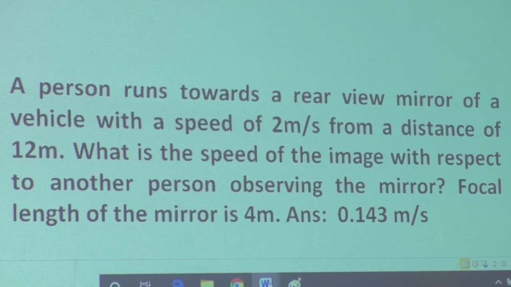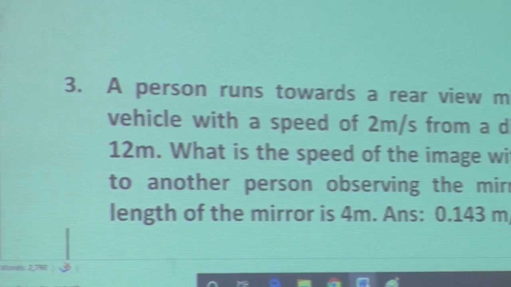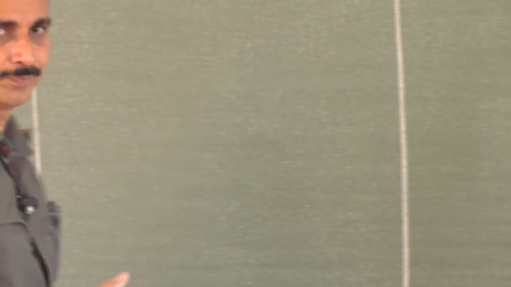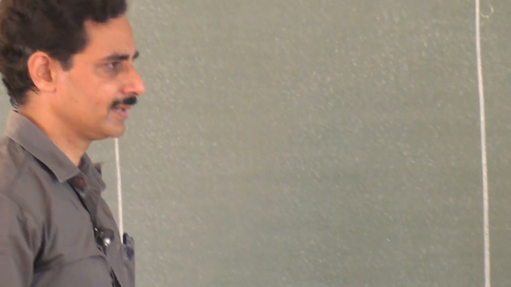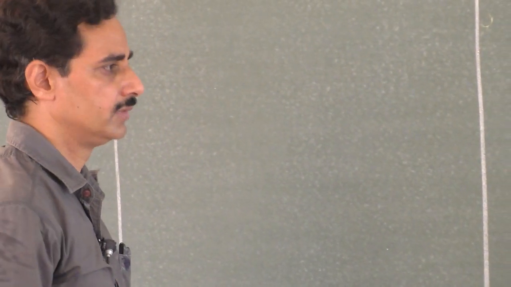Easy problem, but the first analysis requires some explanation. You can do this in two ways. If you want an accurate answer, you should go for one method. And if you want an almost answer, you can do it in another way. Okay, two methods. But in entrance exam, you go for the differentiation of the equation.